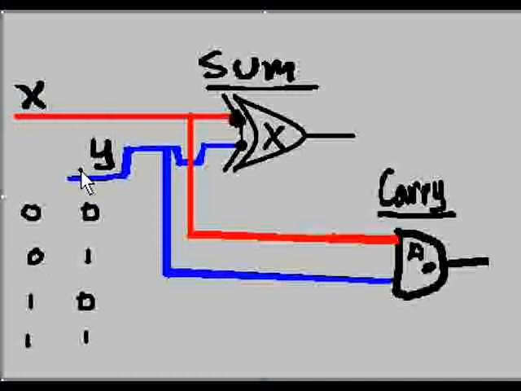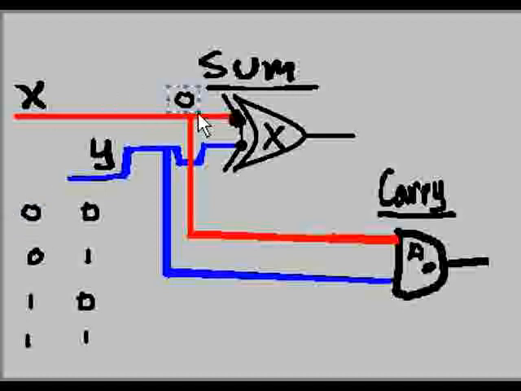Here are the X and Y inputs. Here's your XOR gate and your AND gate. XOR is the sum, AND is the carry. Let's take these guys and input them into the system and see what happens to the outputs.